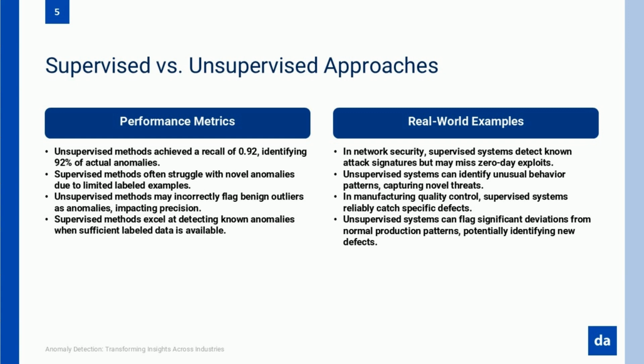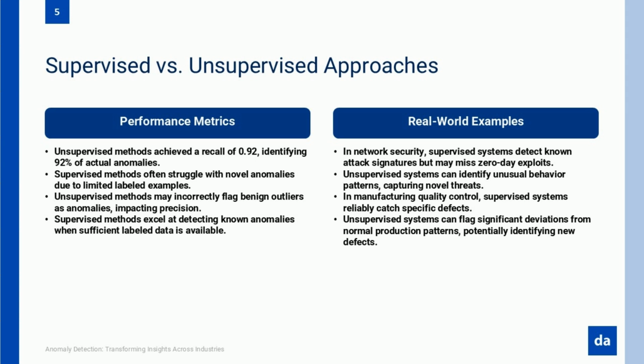Supervised approaches require something that's surprisingly scarce in many organizations: labeled examples of anomalies. Think about it. In many domains, genuine anomalies are rare by definition. A manufacturing line might run for months without a critical failure, and when failures do occur, they may manifest in different ways each time. This creates an inherent data imbalance that challenges traditional classification algorithms.